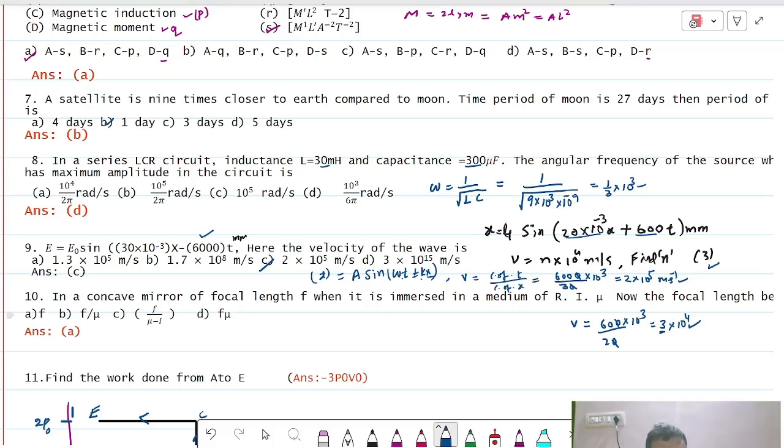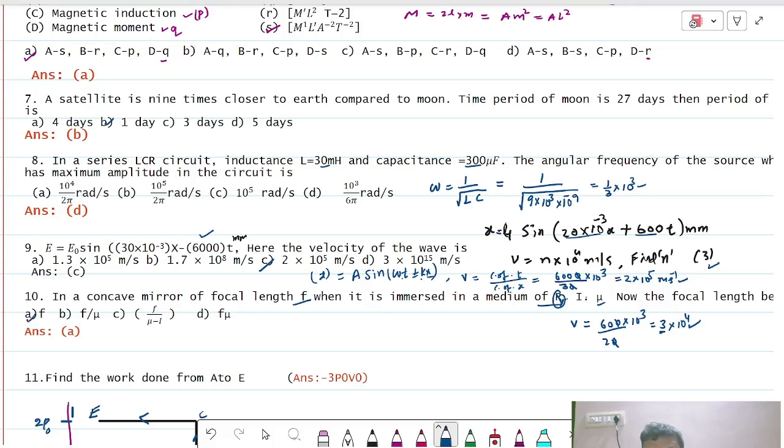Now in the concave mirror, this is a simple question they ask. The concave mirror focal length is f. It is immersed in a medium of refractive index mu. Now what will the focal length be? This is the general concept. The focal length means reflection. On a mirror, reflection will take place. Reflection means the velocity is the same, it is not traveling from one medium to another medium. So the focal length will not be affected by the surrounding medium for mirrors. Therefore, the focal length is the same only.